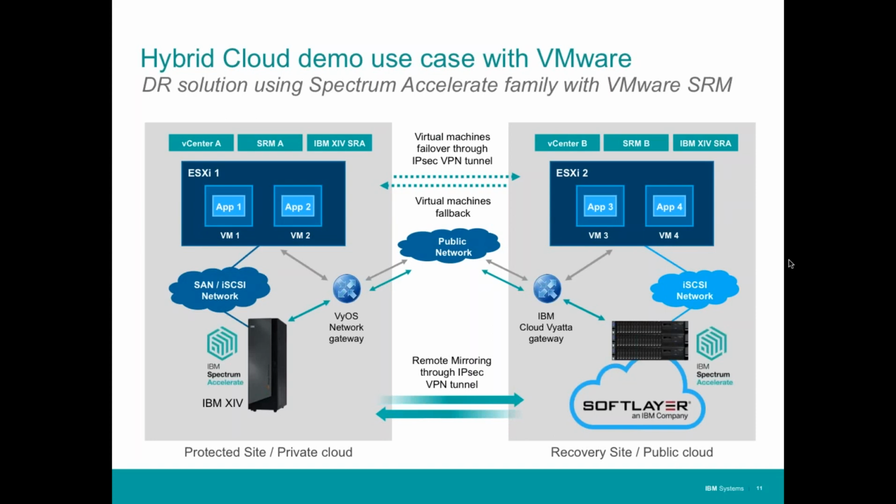In this case, we still need a way to copy the data, replicate the data from on-premise to off-premise, and that's done through Spectrum Accelerate. Spectrum Accelerate, with its built-in mirroring, does replication of data from on-premise to off-premise, so the data is always there on the other side, and VMware SRM will detect any failure and do an automatic failover, and that's your disaster recovery solution with Spectrum Accelerate and VMware's SRM. Now, that's just one example of the joint integration and how it's used in hybrid cloud.